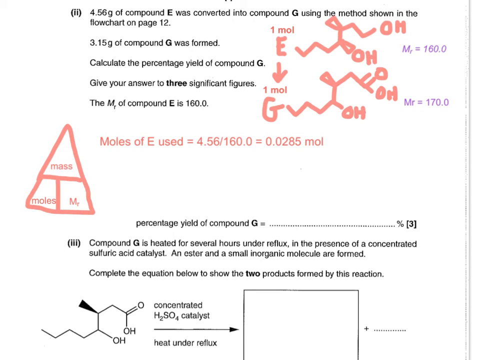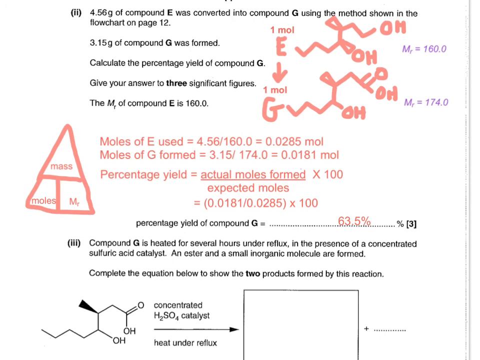Knowing we'll have to do the same thing for G, we need to work out the Mr of G. I've calculated that as 174. So now I can do the same calculation for G that I did for E. Because it's a 1:1 mole ratio, you'd expect, given 100% yield, for 0.0285 moles of G to be formed. As you can see, there's a lot less than that. It's 0.0181. So that gives us 63.5%.